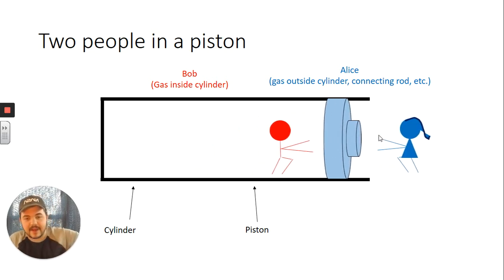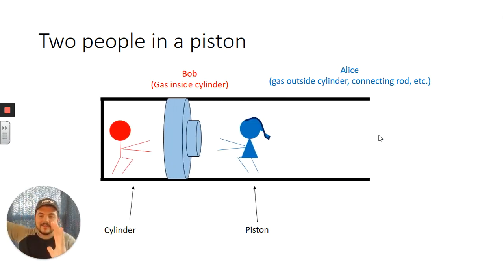And we can have Bob win the fight, and Bob pushes harder than Alice, and that strokes the piston outwards. Or we can have the other reverse happen, where Alice pushes and wins the fight against Bob, compressing the gas inside of that cylinder.